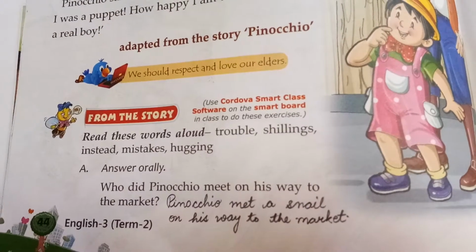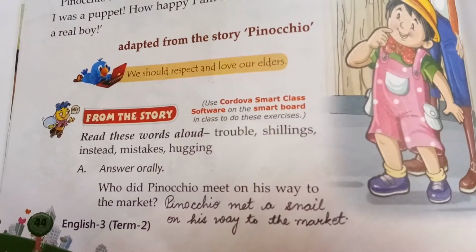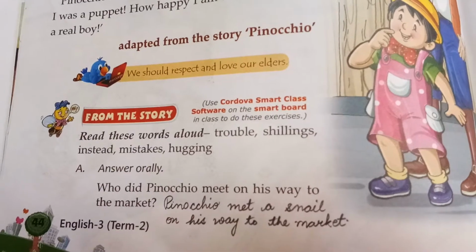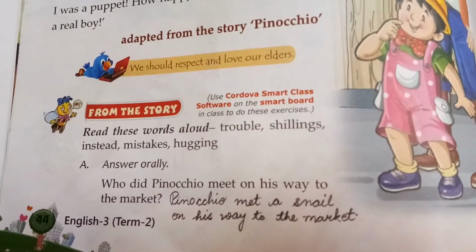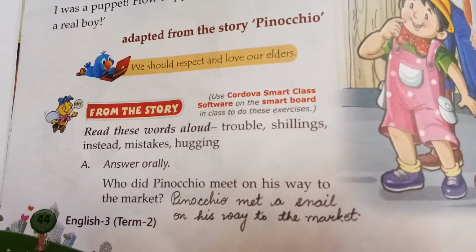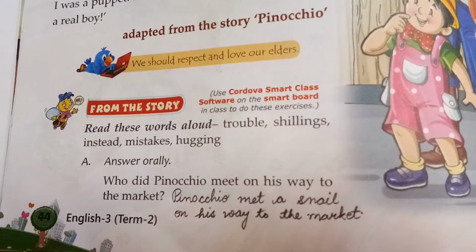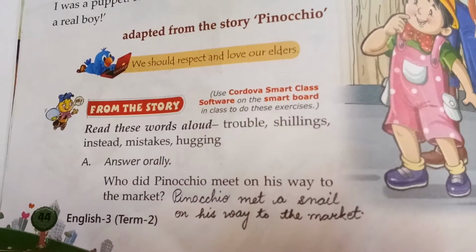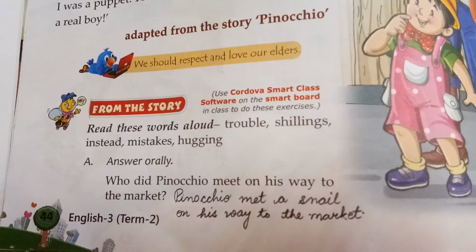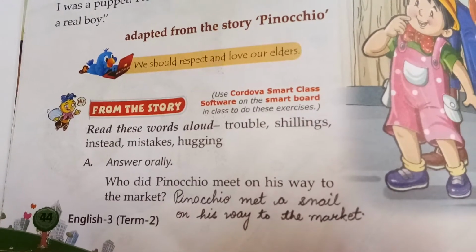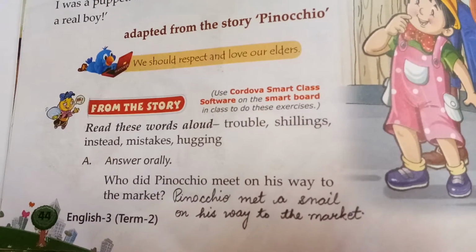Hello, class 3. We are back with the back exercises of chapter number 5. So, open page number 44. First is read these words aloud. Trouble, shillings, instead, mistakes, hugging. I hope all the words are known to you now.